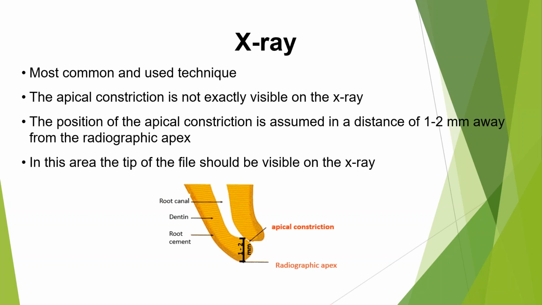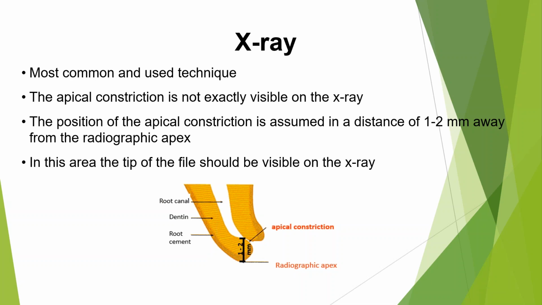And most likely we use, or most common technique with the root canal therapy, apical constriction is not exactly visible on the x-ray. You can see that the position of the apical constriction is assumed in a distance 1 to 2 millimeters away. So there's still a little bit of play from the radiographic apex. And in this area of the tip, the file should be visible on the x-ray.